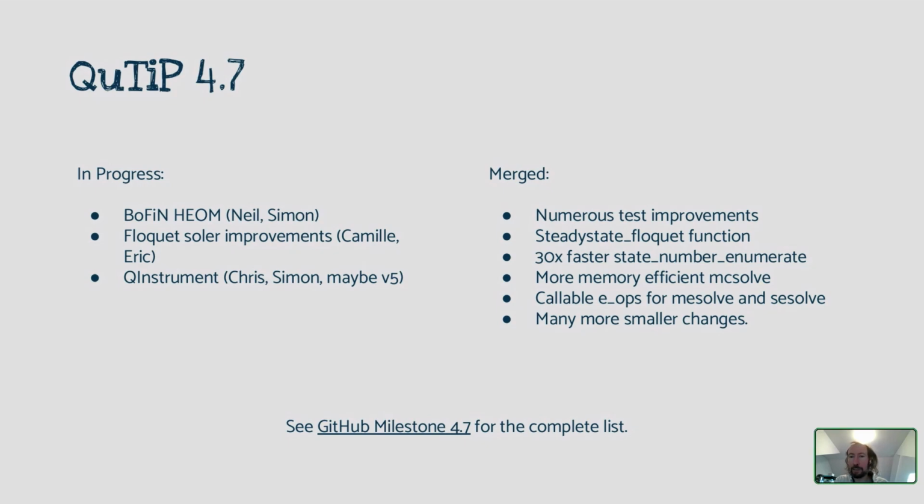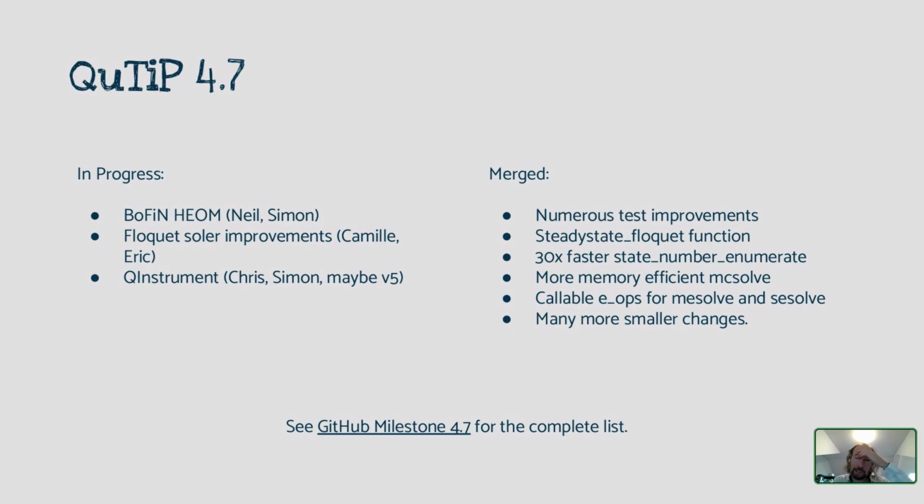There's been a lot of work on the build system, which was mostly thanks to Jake, and then on the functionality side, there's now a steady state Floquet function, which can determine steady states for Hamiltonians that are periodic in time. The state number enumerate and similar state number listing functions are now about 30 times faster than they were in QuTiP 4.6.